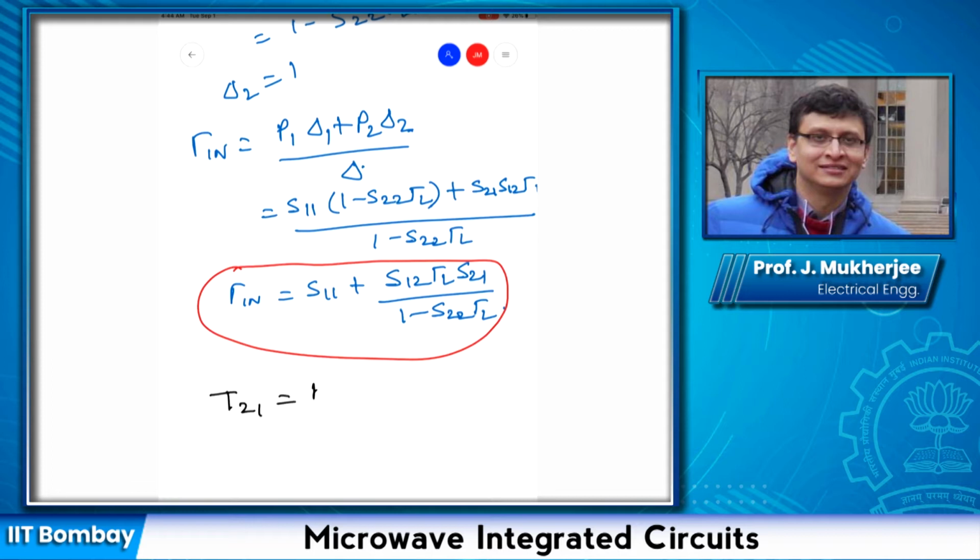like finding the transmission coefficient T21 equal to B2 upon A1, which comes out to be S21 upon 1 minus S22 gamma in. I am not doing this; I leave it as an exercise. It's given in the notes, so you can find it out.